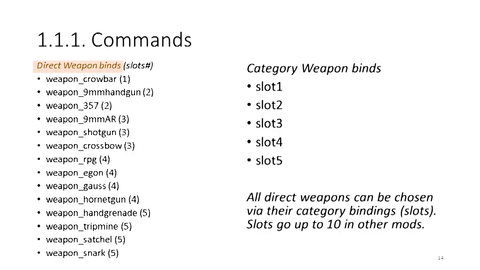Direct weapon binds directly pull out the weapon you want to have, whereas category weapon binds have slots where you have to choose the position of the weapon and have to affirm this position before you can use it. This, of course, makes a difference in time.